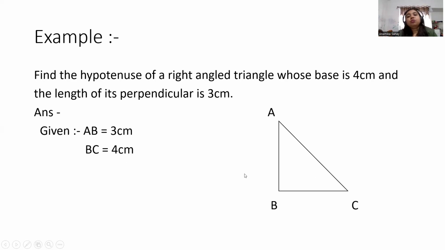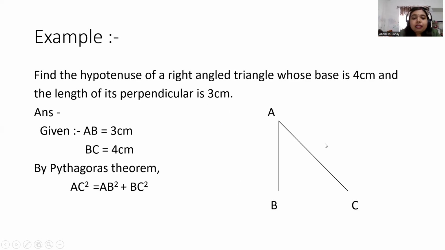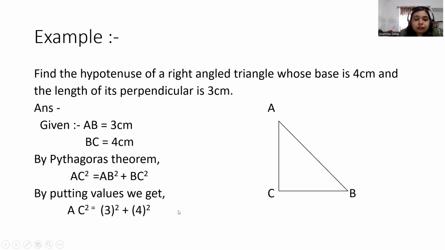Very easy. We will use the theorem, that is AC square is equal to AB square plus BC square. Now by putting in the values, we will get the answer. 3 square plus 4 square: 3 threes are 9, 4 fours are 16, that is 25. The answer will be 5 cm.